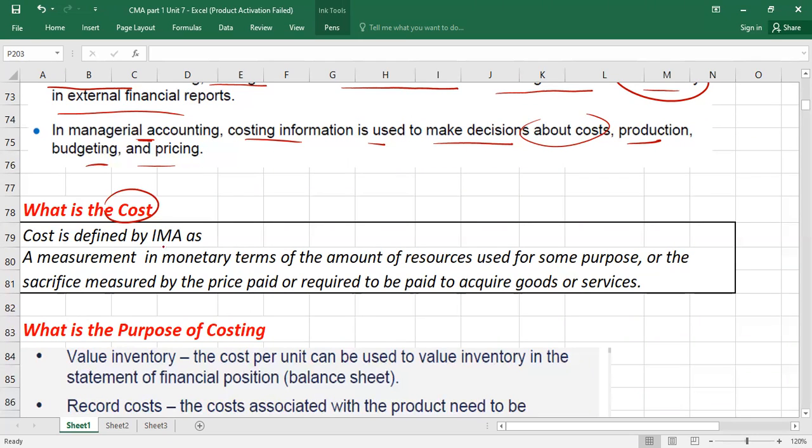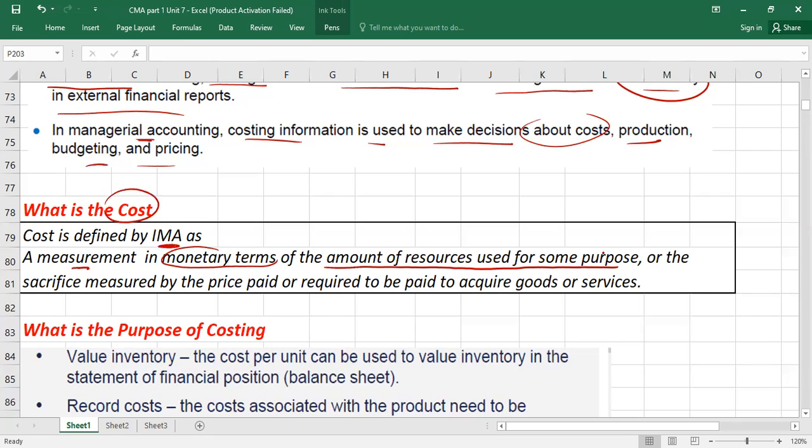A cost is defined by IMA. Almost every professional body defines it using their own words, with only slight differences in the words. So you have the CMA official definition, the IMA definition. There are so many definitions, but the theme is the same. What is the theme? A measurement. Cost is a measurement in what? Monetary terms. This is the first word. Of the amount of resources used for some purpose.